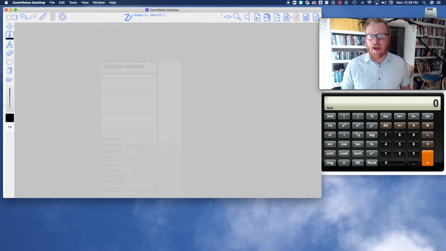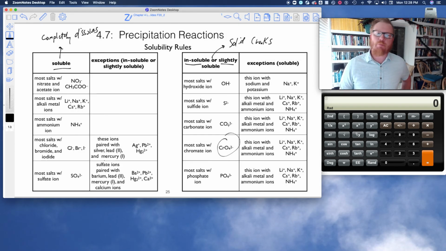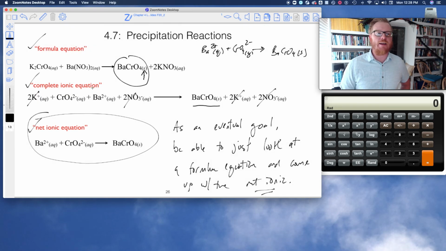So obviously you're going to have to spend some time practicing the solubility rules. Okay, I don't expect you to memorize them. You'll be able to have them in front of you. But particularly if you already have the full formula equation and you already know what the solid is, then I want you to be able to come up with this net ionic equation like that. Okay? That's your goal. Okay.